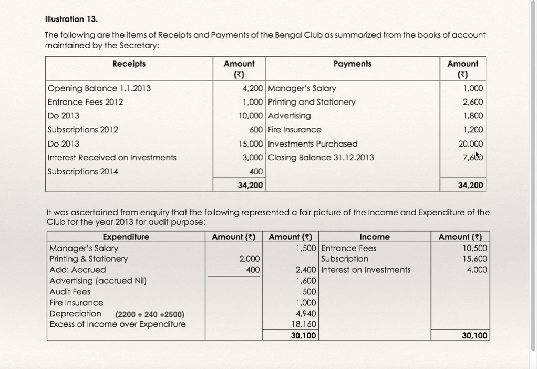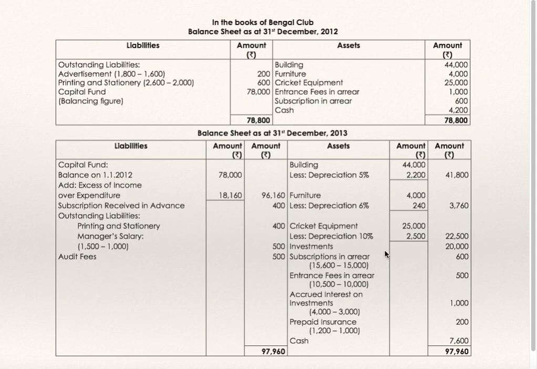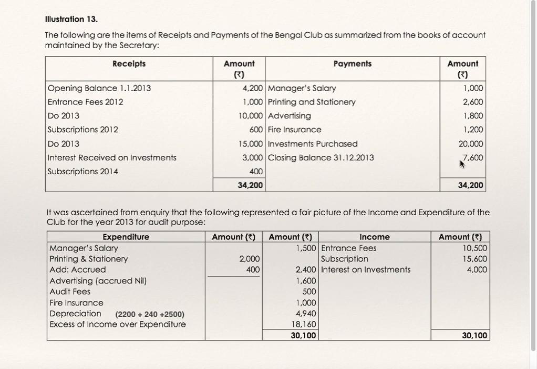Investment purchased 20,000. This is an asset. You will find it in the closing balance sheet asset side. Investments 20,000. You are supposed to show cash 7,600. Now compare all the items. Everything on the payment side we have seen.